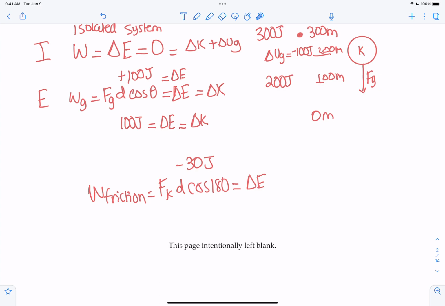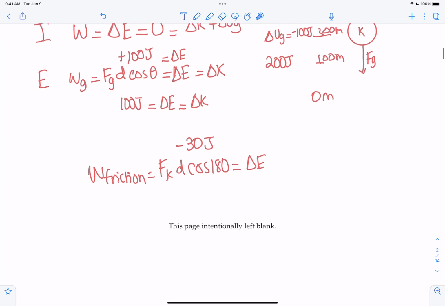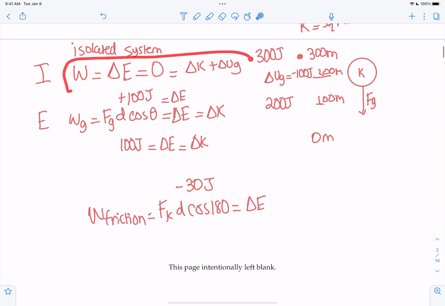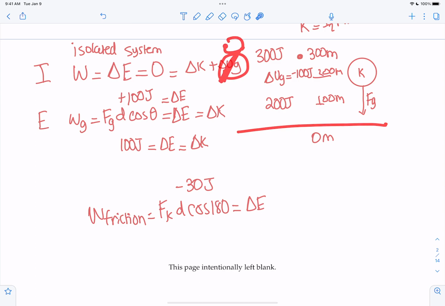Now, if I were to go back and look at the internal perspective, work is equal to delta E is equal to 0. If I'm traveling over a level surface, I'm not changing my height, so gravitational potential energy is equal to 0. But I slowed down, so I should see that same negative 30 joule decrease. Well, how is delta E equal to 0 if you have negative 30 joules on the right here?